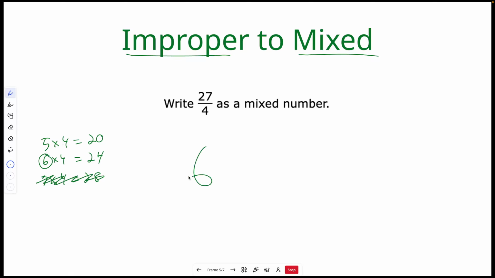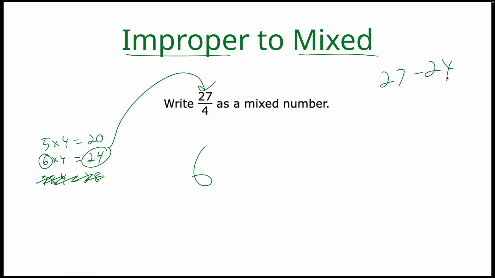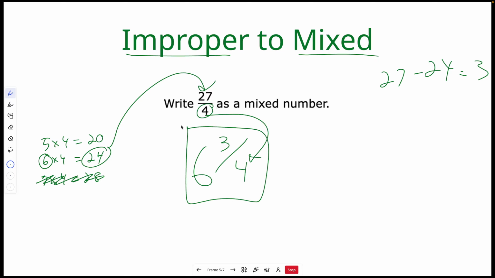Now you look at this 24, and you say, how close was the 24 to 27? How close did we get? Well, we were 3 off. You could do 27 minus 24, which gives you 3. And so 3 is the top of the fraction. What did we start with in the bottom of the fraction? We started with 4, so that 4 stays 4. And this is our final answer. Here is our mixed number: we have a large number mixed with a fraction.